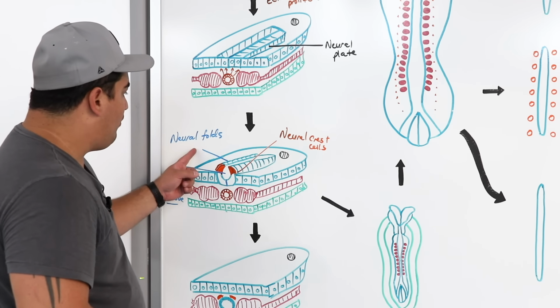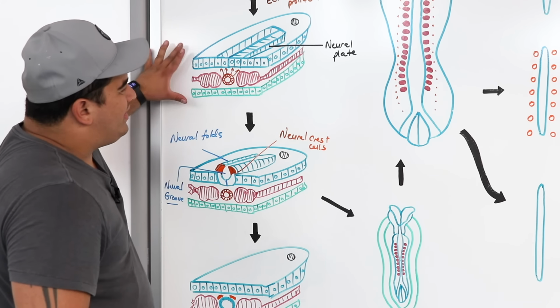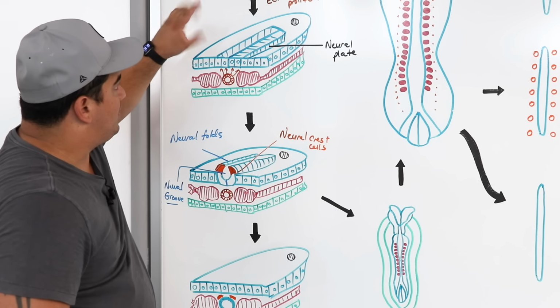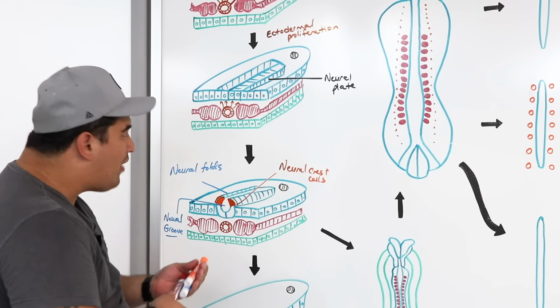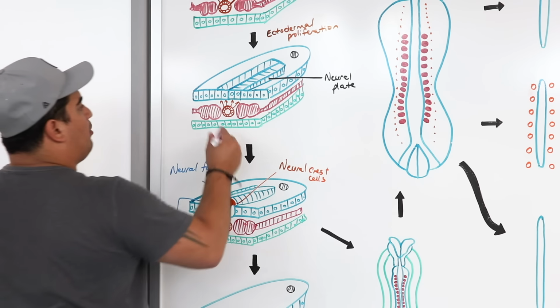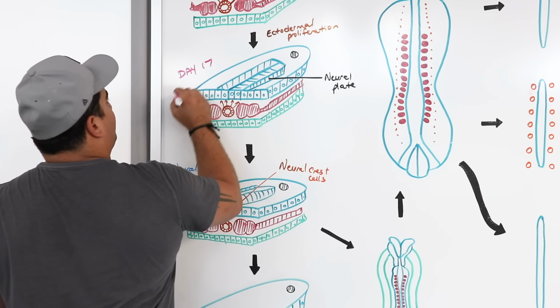So again, neural folds, neural groove is going to begin to happen, right? Around what day do we start to see the neural plate? So when does the notochord start releasing certain types of cytokines and growth factors that trigger the neural plate? Usually, approximately day 17 is when we start to see it. So you start seeing the formation of the neural plate approximately around day 17, okay?